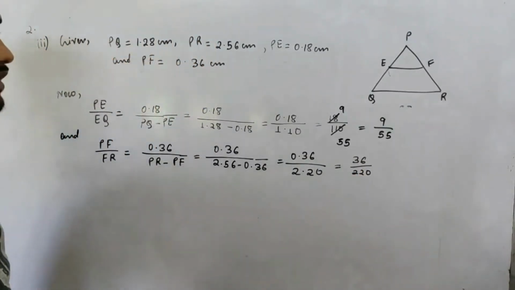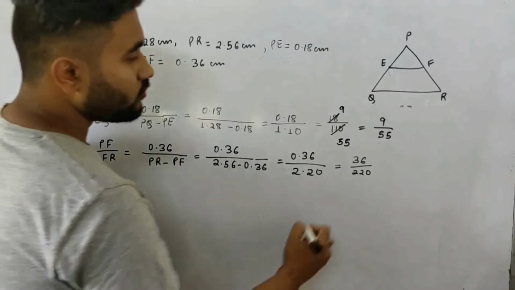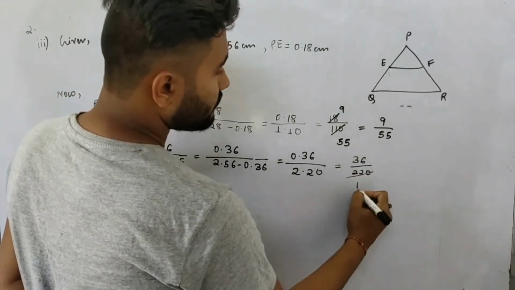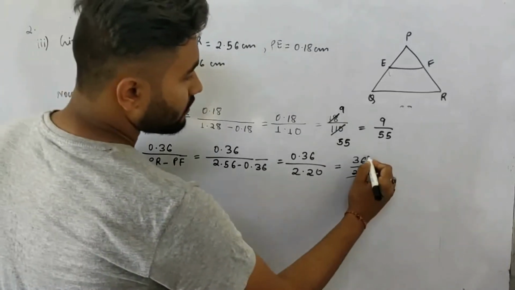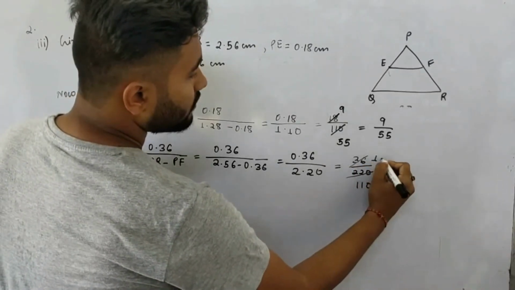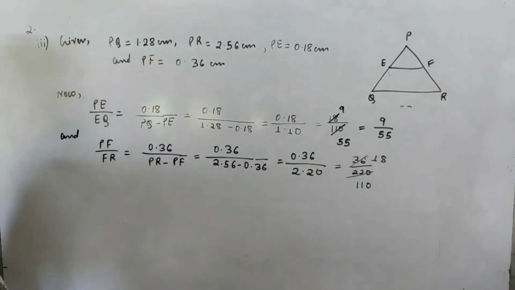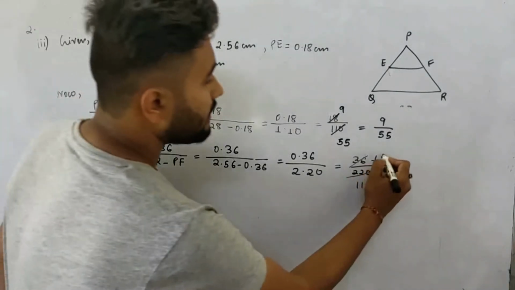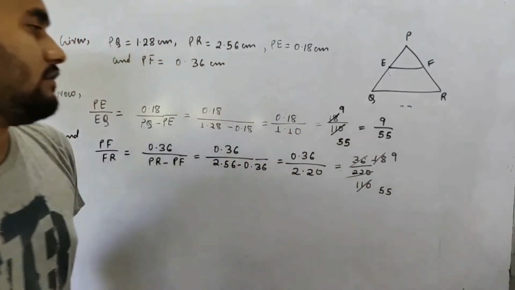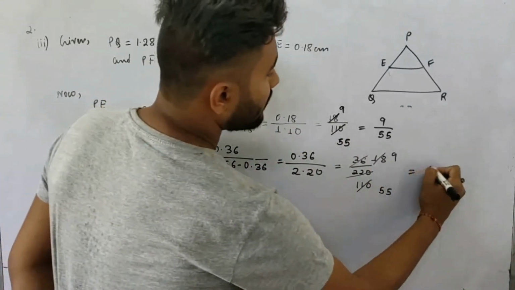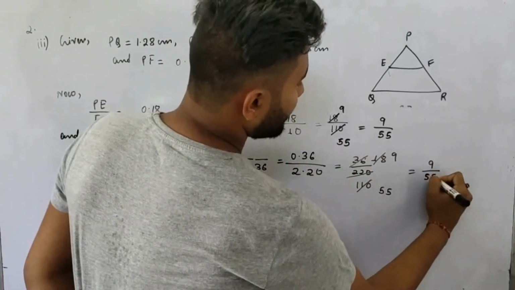220. So if I cancel by 2, 2 ones are 2, 2 ones are 2 and 0, and then 2 ones are 2, 2 eights are 16. Again I can cancel. I will get 2 nines are 18, 2 fives are 10, 11, 2 fives are 10. So what have I got? I have got 9 by 55.